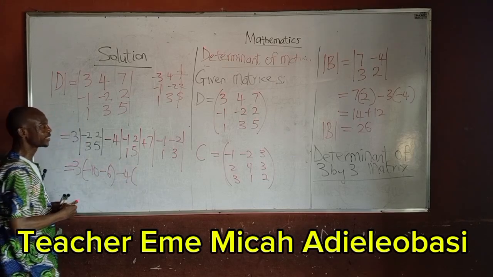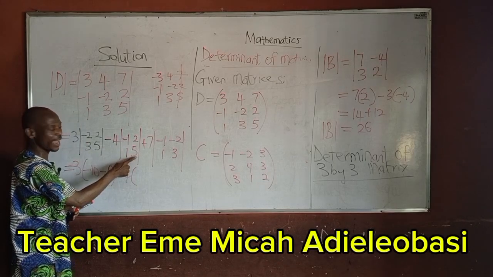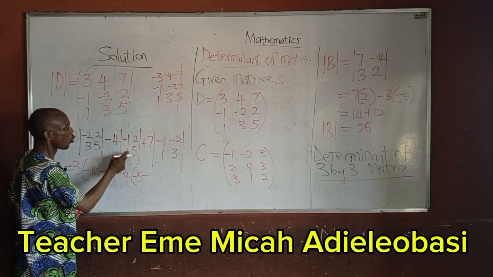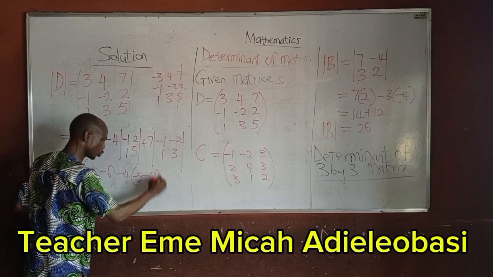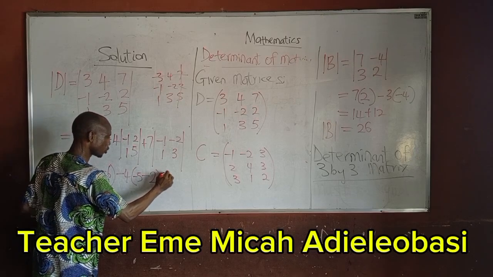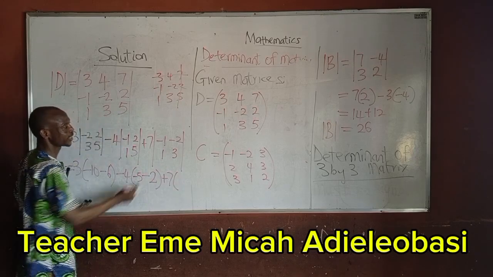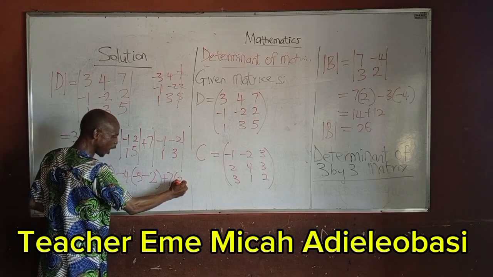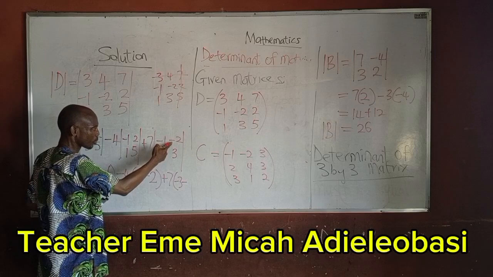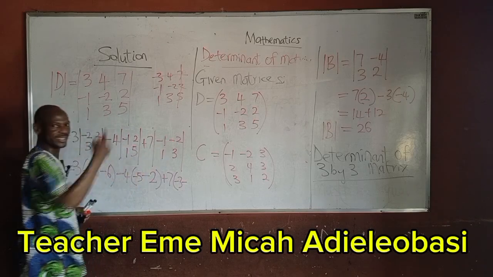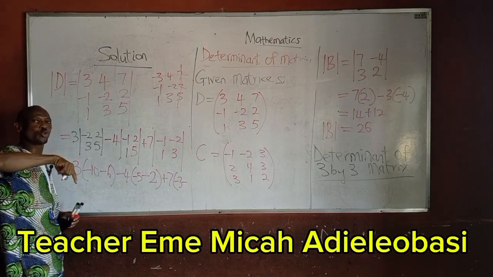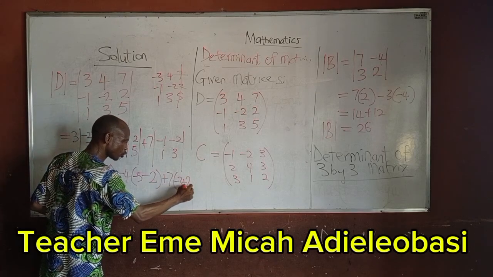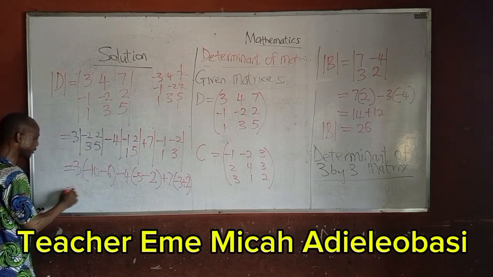Open your bracket again. Minus 1 times 5 will give us minus 5. Then minus 1 times 2 will give us 2. Plus 7. Open your bracket. Minus 1 times 3 gives you minus 3. Then minus 2 times 1 gives you minus 2. When the minus 2 multiplies this negative here, it now becomes plus 2.